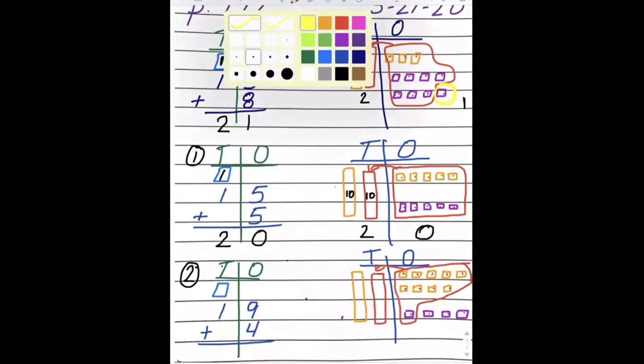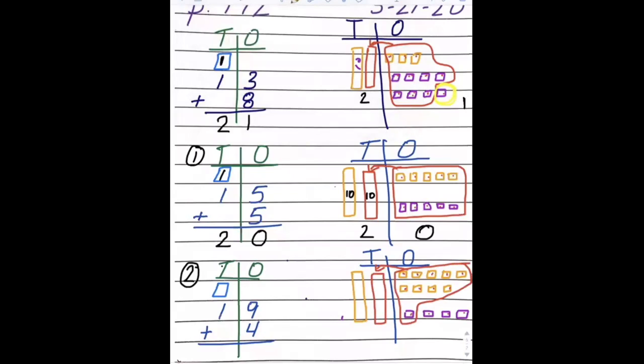Okay. And now on this one, do I have ones left? Yes, I have these ones that I'm circling with yellow. Okay. So how many ones do I have left? Three ones. Okay. How many groups of 10 do I have? One, two. I have two groups of 10. So 19 plus 4 is 23.